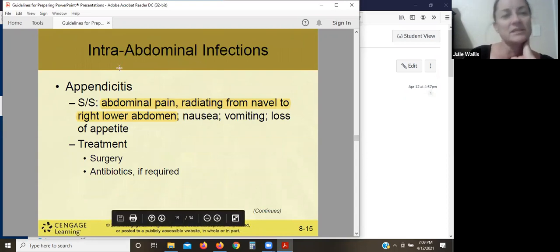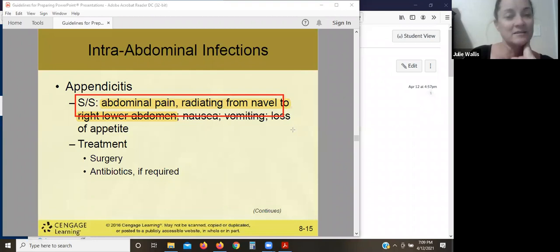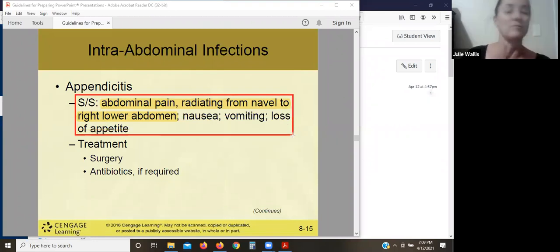Okay, this next section, intra-abdominal infections. There's a couple of these that have very specific signs and symptoms. I didn't really go through each question to see if these questions are on there again, but there was a question on the final exam that had a specific one that talks about where it's radiating from and to. So you want to pay attention to these. This is why I highlighted it in there.